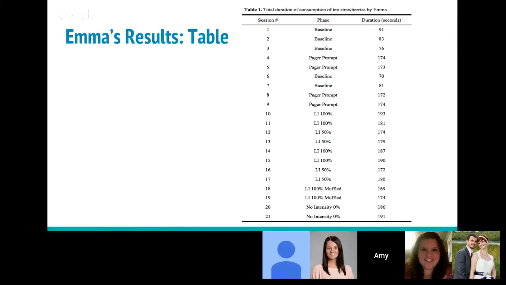This is my data in table form. It just shows all the different session numbers, the phases, and the durations. As you can see, my baseline sessions at the very beginning were all single digit or double digit seconds. And then as we got further and further with our different phases, my time started going up much more.